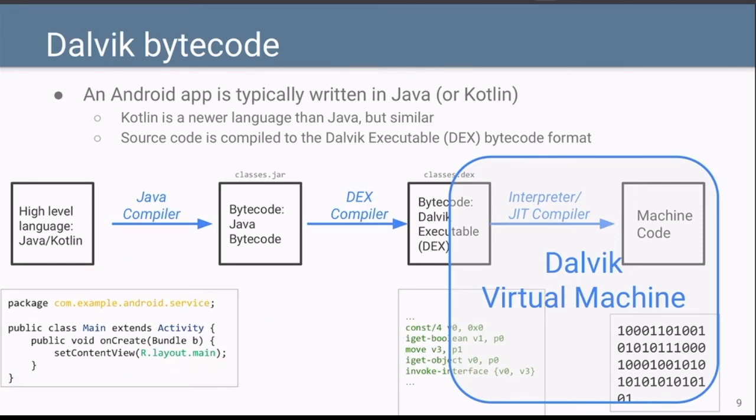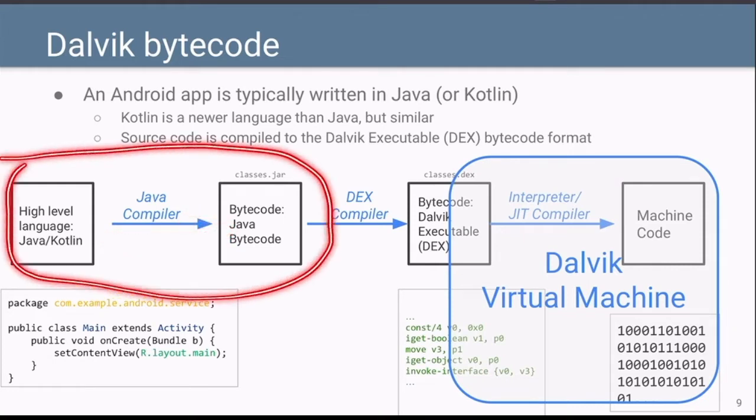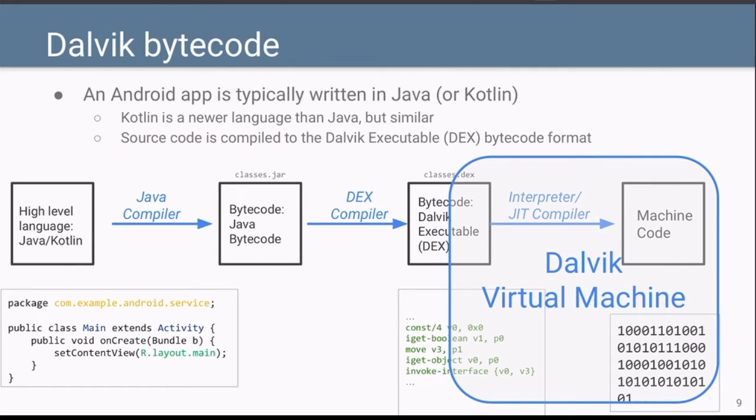And then you use the Java compiler to generate Java bytecode. So this part, you know this from the last lecture. But now we're going to continue. And the next step is a dex compiler, which transforms the Java bytecode into Dalvik bytecode. And this Dalvik bytecode is contained in the classes.dex file, which is part of an Android APK.